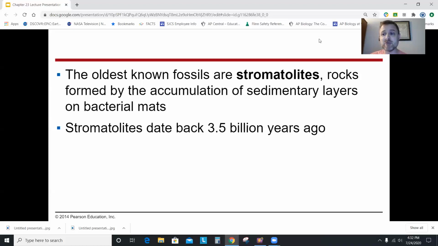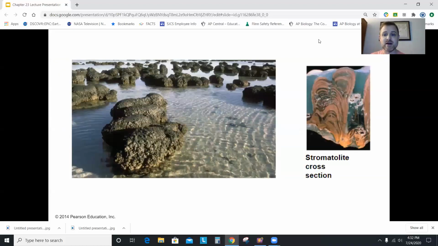Remember, Earth is about 4.6 billion years old. So the first billion or so years of Earth's history, there was no life, at least nothing that left fossils that we have found. This is a cross-section of a stromatolite. Basically, it's sort of like the idea of coral reefs built upon layers, but in this case, they're bacteria, not coral.